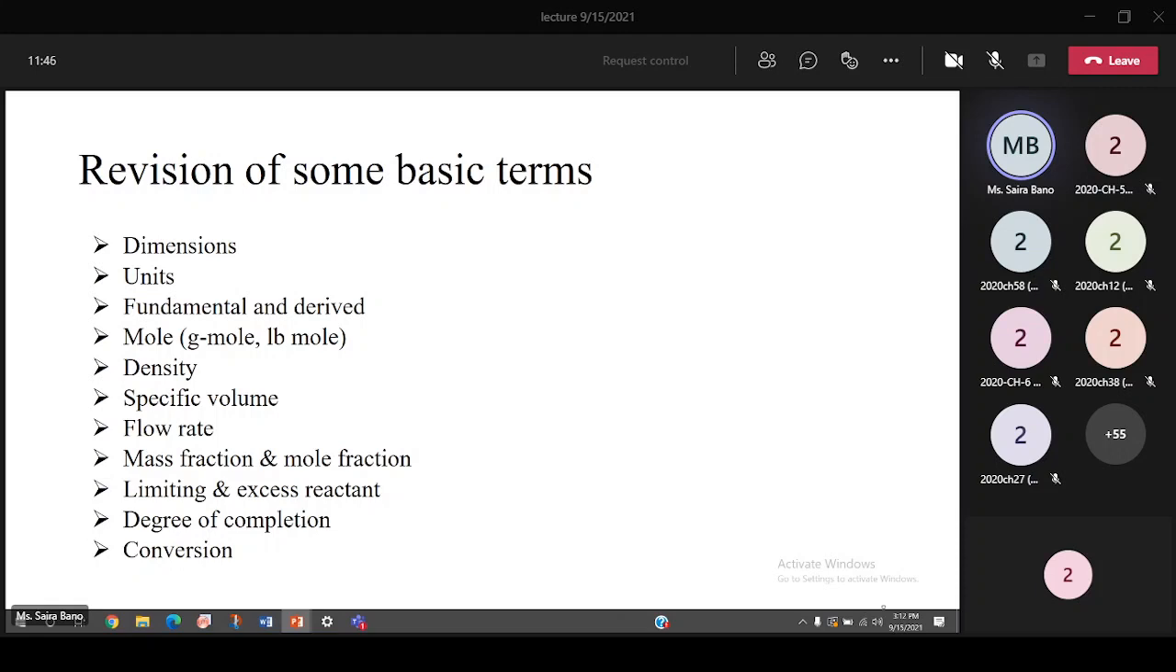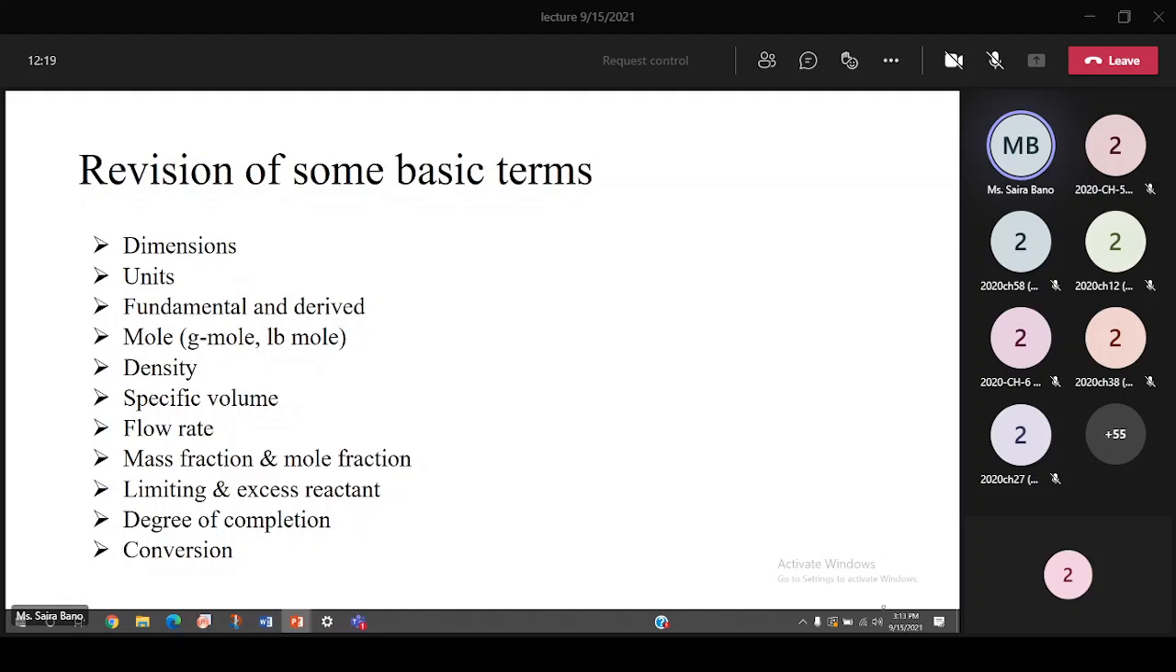Okay, so next is limiting and excess reactant. Whenever we are talking about the reacting systems, there are some limiting reactant or some excess reactant. Limiting reactant controls the progress of the reaction. Its quantity is usually consumed first, and the excess reactant is left behind. And percentage excess, there will be some problems where we will be calculating the percentage excess of the excess reactant as well.